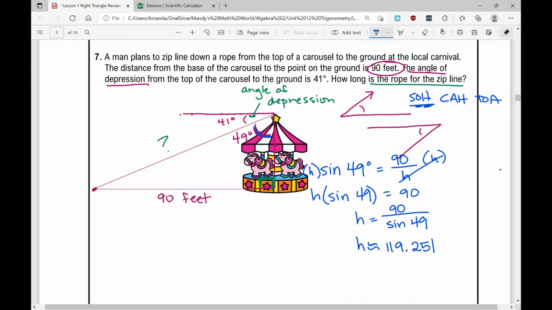119.251 feet long. So therefore, the length of the rope is approximately 119.251 feet. And that concludes your notes over a right triangle review. I hope it was helpful.